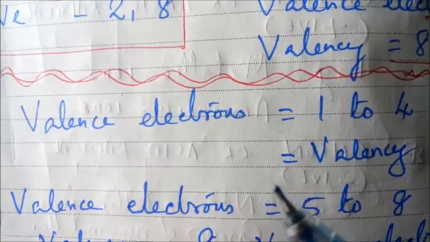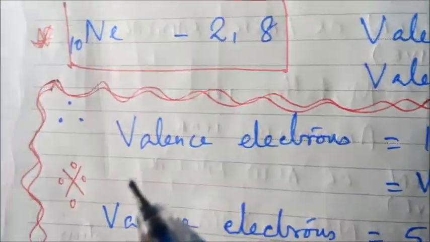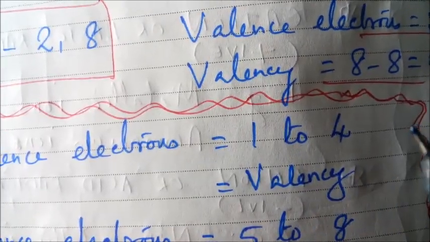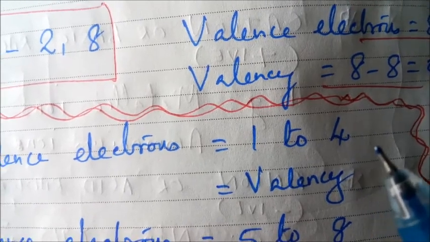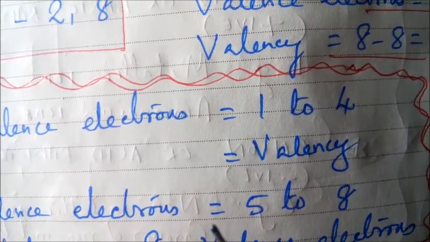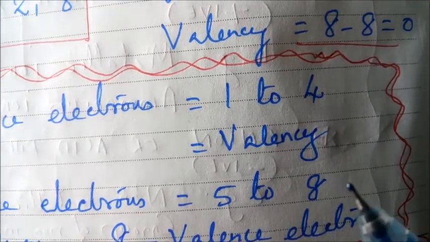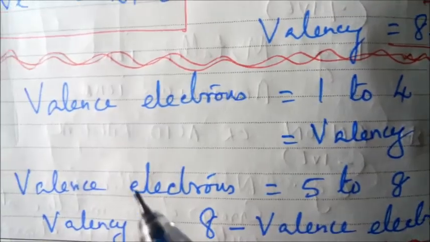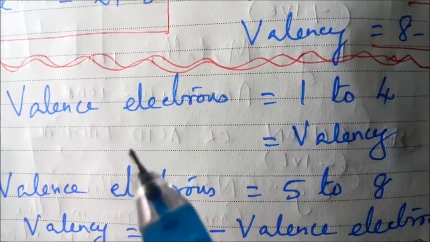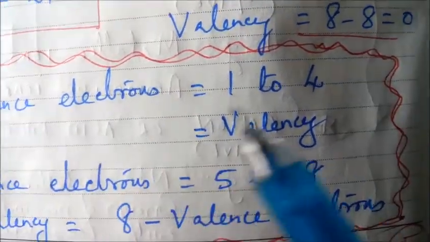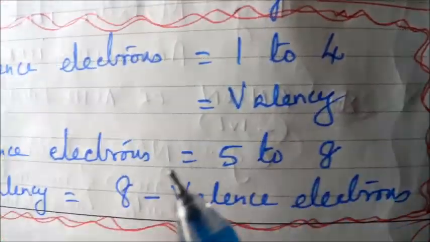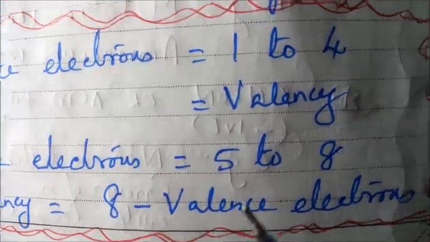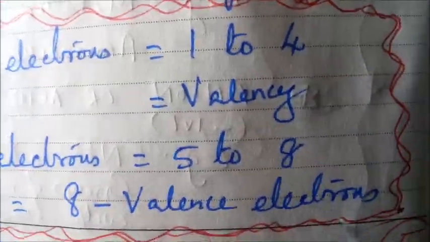And also you can note that valence electrons especially 1 to 3 are metals, and valence electrons 5 to 8 means they are non-metals. So here you can easily calculate the valency by knowing valence electrons. So valence electrons 1 to 4 is equal to valency. Valence electrons 5 to 8 means valency is equal to 8 minus valence electrons.